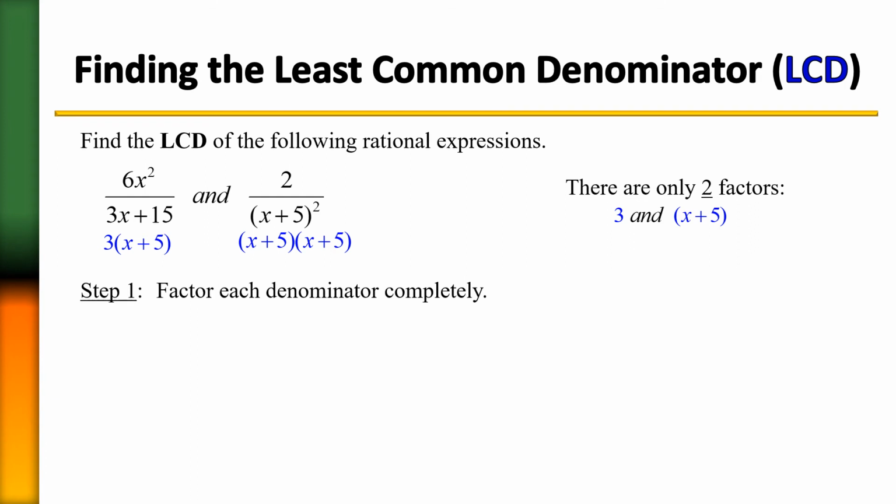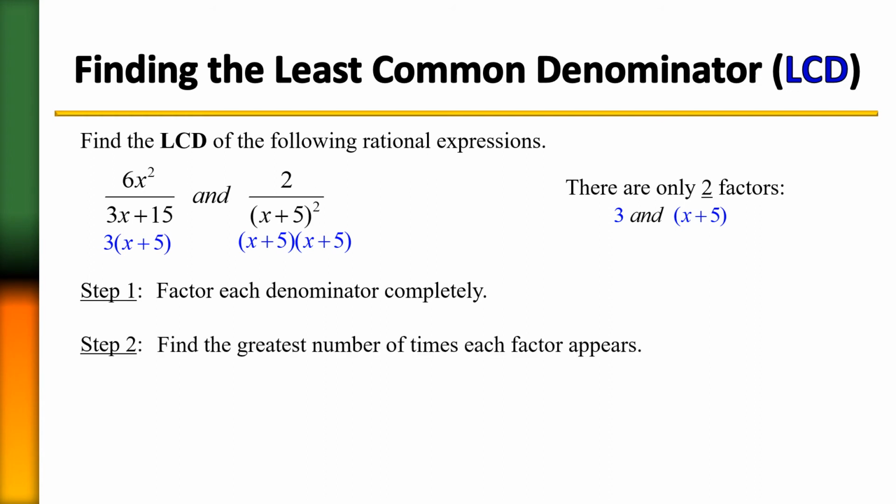And now we want to know at most how many times either one of them appears. Starting with 3, you want to know what is the most amount of times that 3 appears, and it's once, only once. And that's in the first denominator. Remember, it's either or.